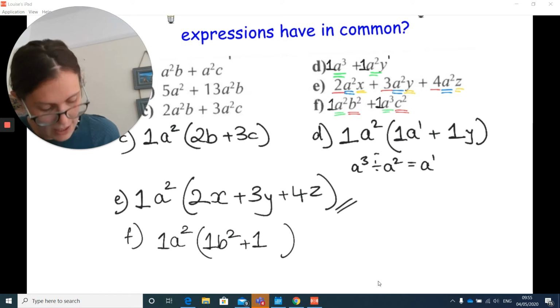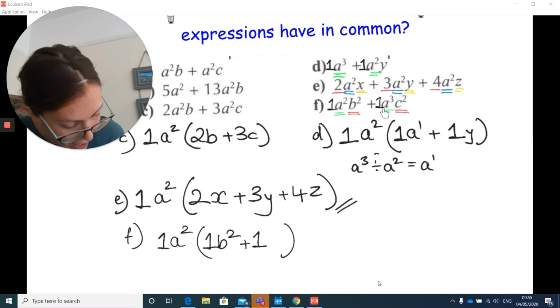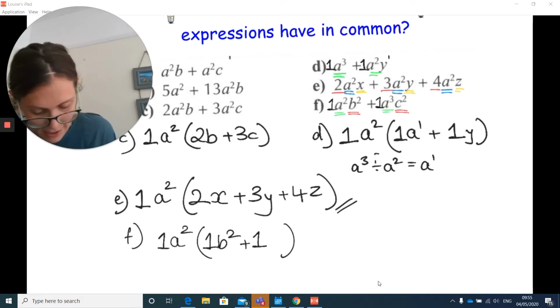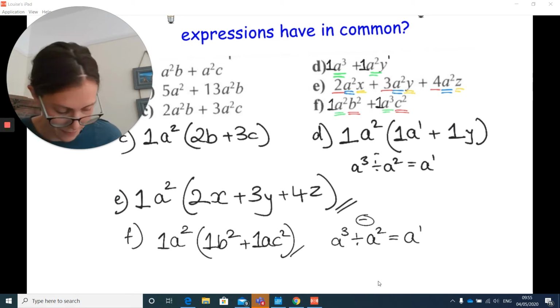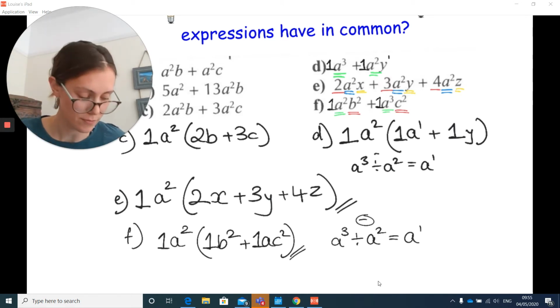Plus 1. A cubed divided by A squared. So here, A cubed divided by A squared. Again, if you need to write it out, that's fine. A cubed divided by A squared is A to the power of 1 because we're subtracting the powers. And then you've got your C squared that stays there. So there are your answers.